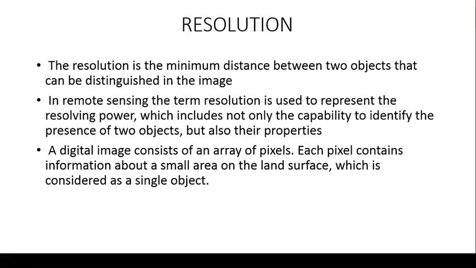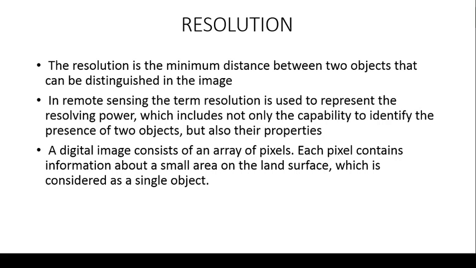So in remote sensing, resolution is used to represent the resolving power, which is the capability of identifying two different objects. If two different nearby objects or phenomena are clearly classified or identified, then we have a perfect resolution of the sensor which we are using in a particular satellite.